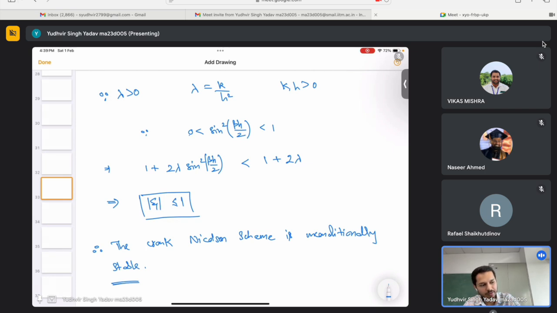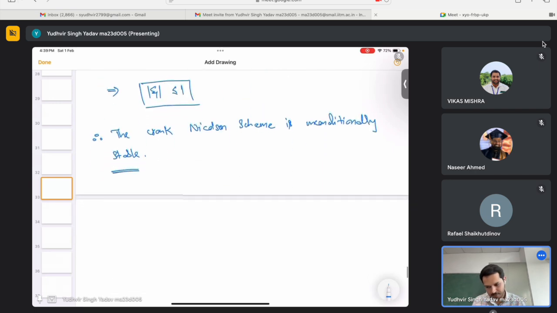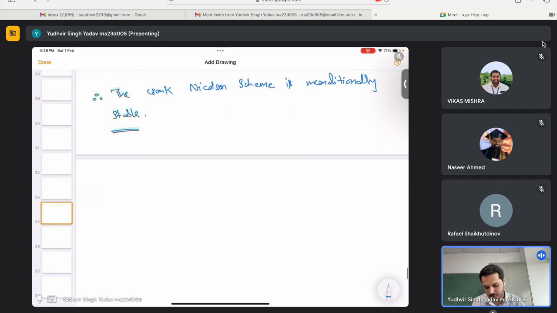So in a similar way, you can find the stability of any kind of finite difference schemes. We will see a few more questions.